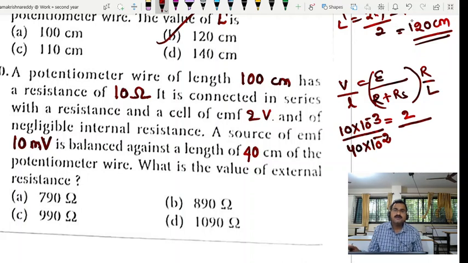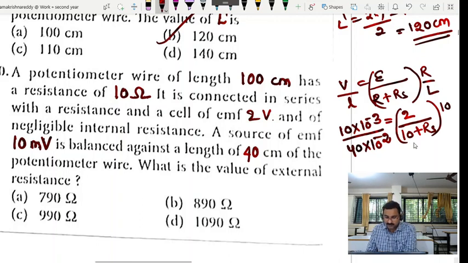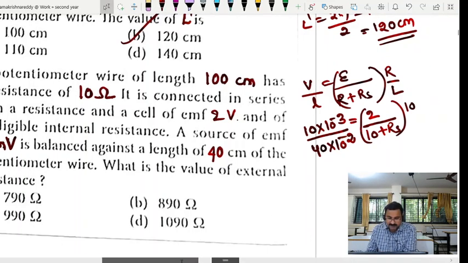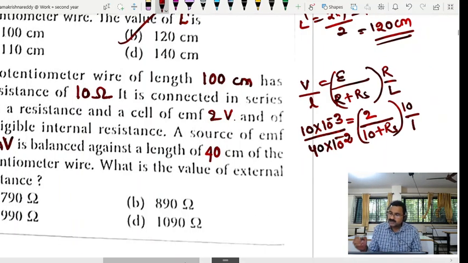What is the R value? Resistance of the potentiometer wire. That is 10. You have to calculate the external resistance. R is 10. What is the length of that one? 100 centimeter. 100 centimeter means how many meters? 1 meter only, you know. That is only the calculation part.